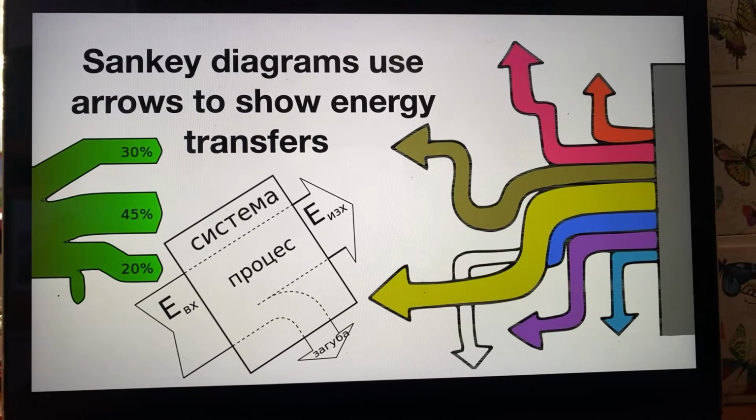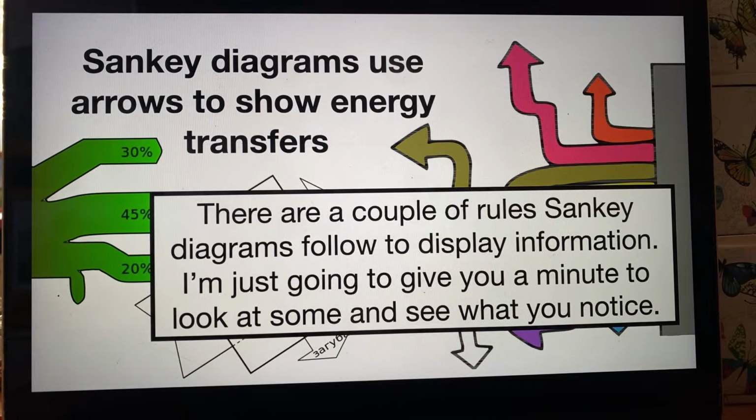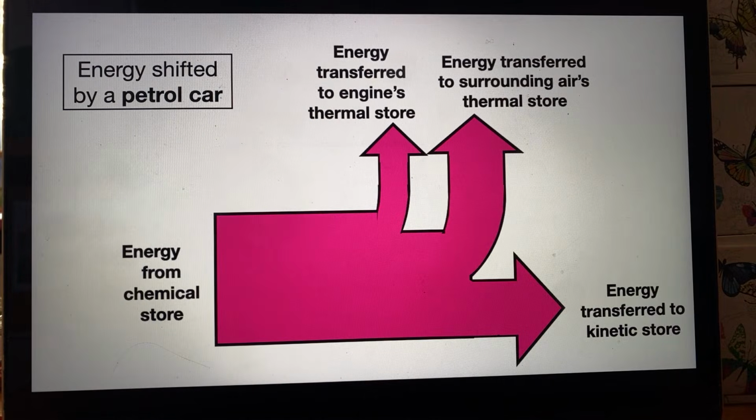I designed a PowerPoint. It's got colours on it. Here, look at this. Sankey diagrams use arrows to show energy transfers. We've been talking a lot about how energy gets shifted from one store to another, yeah? And we haven't really talked an awful lot about the numbers that you use to describe energy transfers. So this is a good way of doing that. There are a couple of rules that Sankey diagrams follow to display information. I'm just going to give you a minute to look at some and see what you notice.